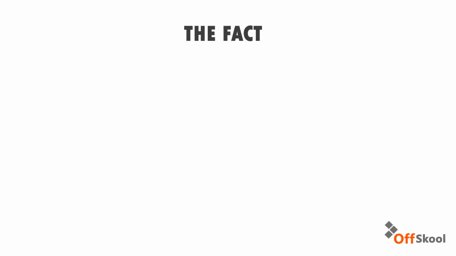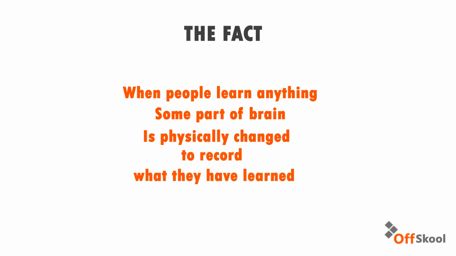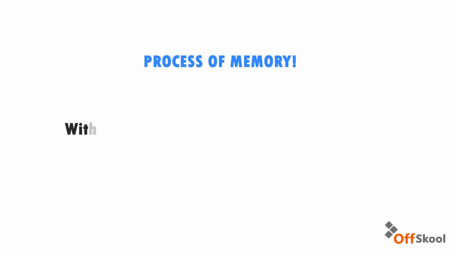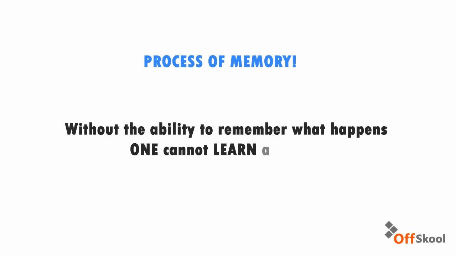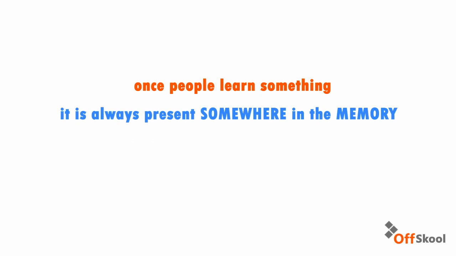The relatively permanent part of this definition refers to the fact that when people learn anything, some part of the brain is physically changed to record what they have learned. This is actually a process of memory, because without the ability to remember what happens, people cannot learn anything. Although there is no conclusive proof as yet, research strongly suggests that once people learn something, it's always present somewhere in their memory.